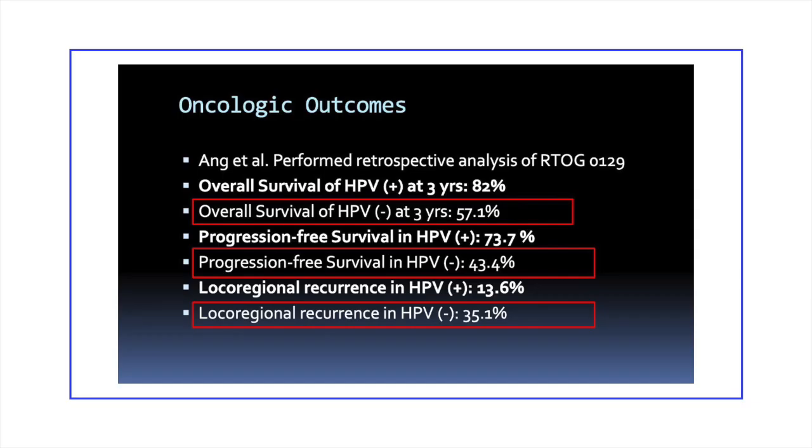Oncologic outcomes were shown by Ang et al. in a follow-up study to the RTOG 0129, where they showed a dramatically increased overall survival with HPV oropharynx cancer at 3 years, being 82%, for example, versus 57% for HPV negative cancer. Progression-free survival was significantly higher, and recurrence rates were dramatically lower in HPV positive cancer at 13% compared to 35%.